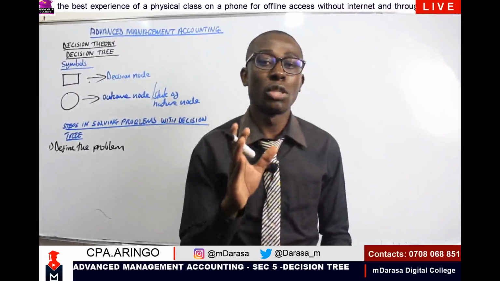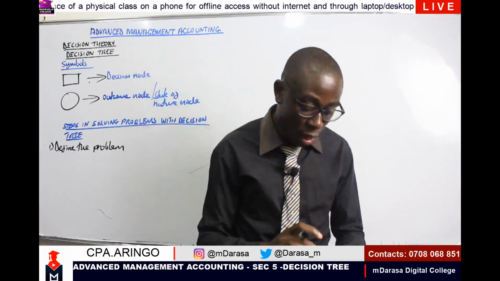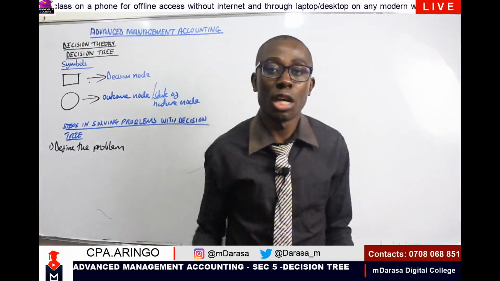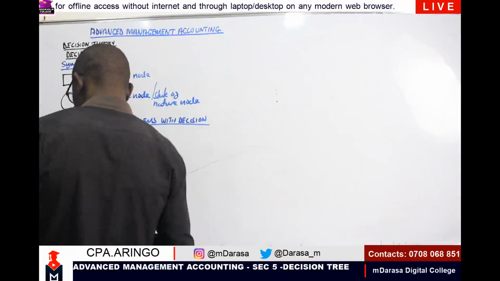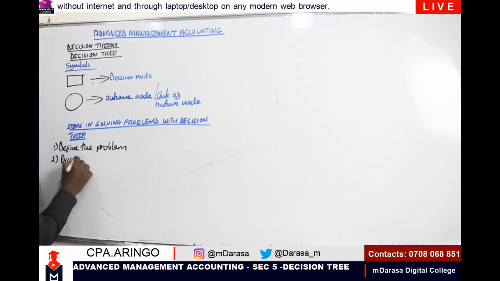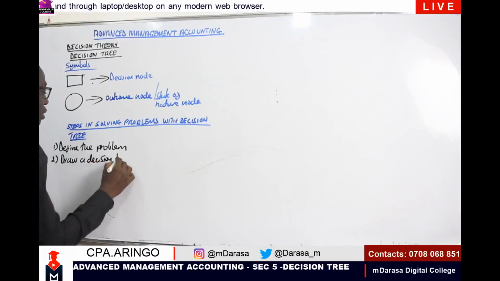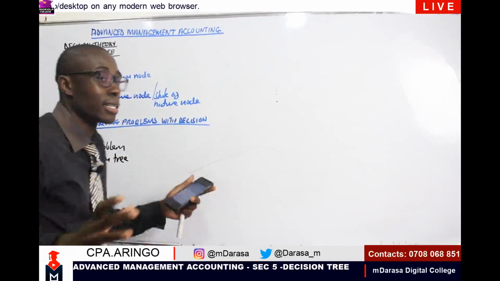Then step number two, what you must consider, my good student, is that after we have defined our problem, we now need to come up with a structure of the decision tree. So we need to draw a decision tree. We want to come up with a structure of the decision tree.